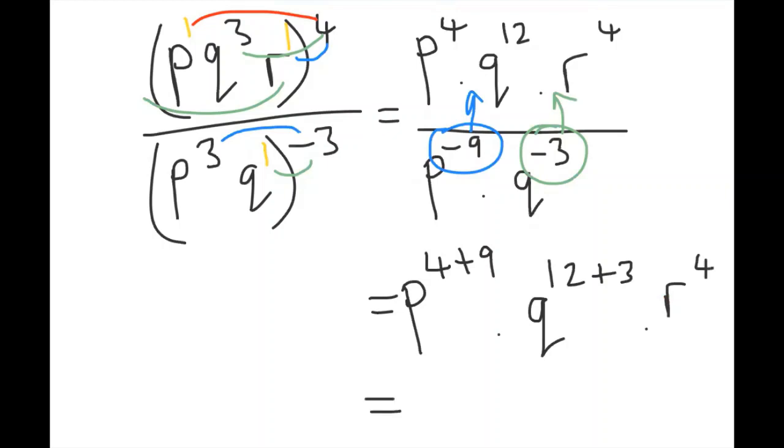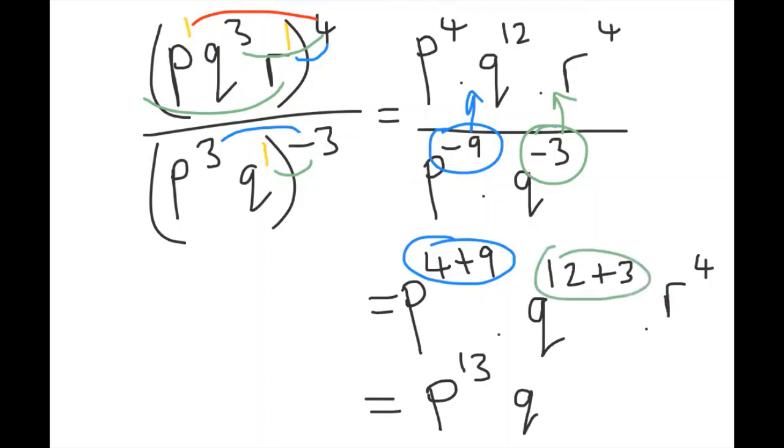And now you just add this up. 4 plus 9 is 13. So that becomes P to the 13. And Q, 12 plus 3, that answer is 15. And the R is 4. And that is your answer.